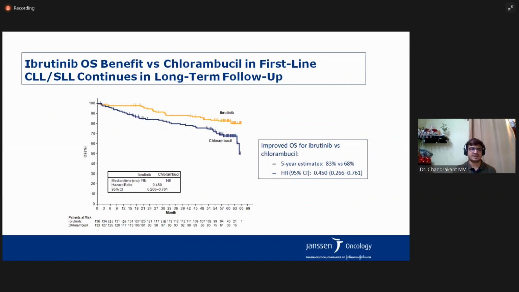So then, the ibrutinib OS benefit versus chlorambucil in first line CLL SLL continues in long-term follow-up also. So you can see the 5-year estimates are 83 versus 68% with a hazard ratio of 0.45, and the confidence interval is well within unity.